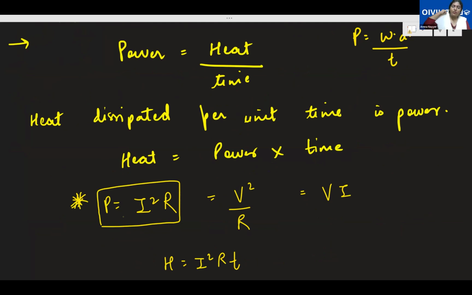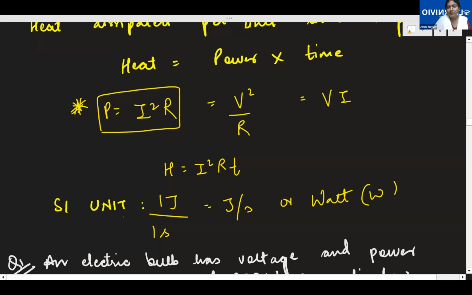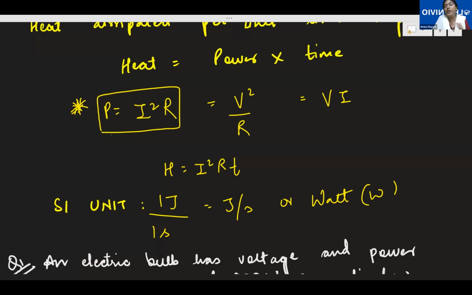Power is equal to I square R, which is V square by R, which is equal to VI. Okay. So H is equal to I square RT means why? Because the heat is power into time. Power is current square into the resistance, or you can say V square by R, or V into I. That's the actual formula of the power.